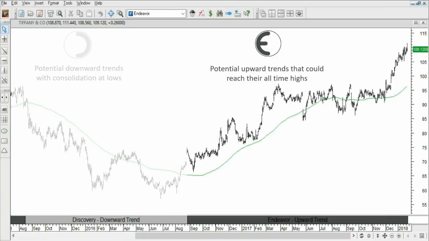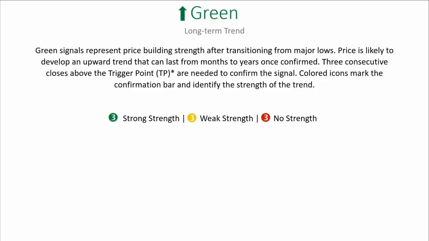So let's start with the green signal. When price enters Endeavor, our algorithms kick in and they identify if price has the potential to make a long-term upward movement. If so, then you get a green signal. The green signal will show up, like I said earlier, as a green arrow on your chart that's going to be below price. When you see the green arrow, you can expect price to make a potential long-term upward trend, as long as that signal is confirmed.